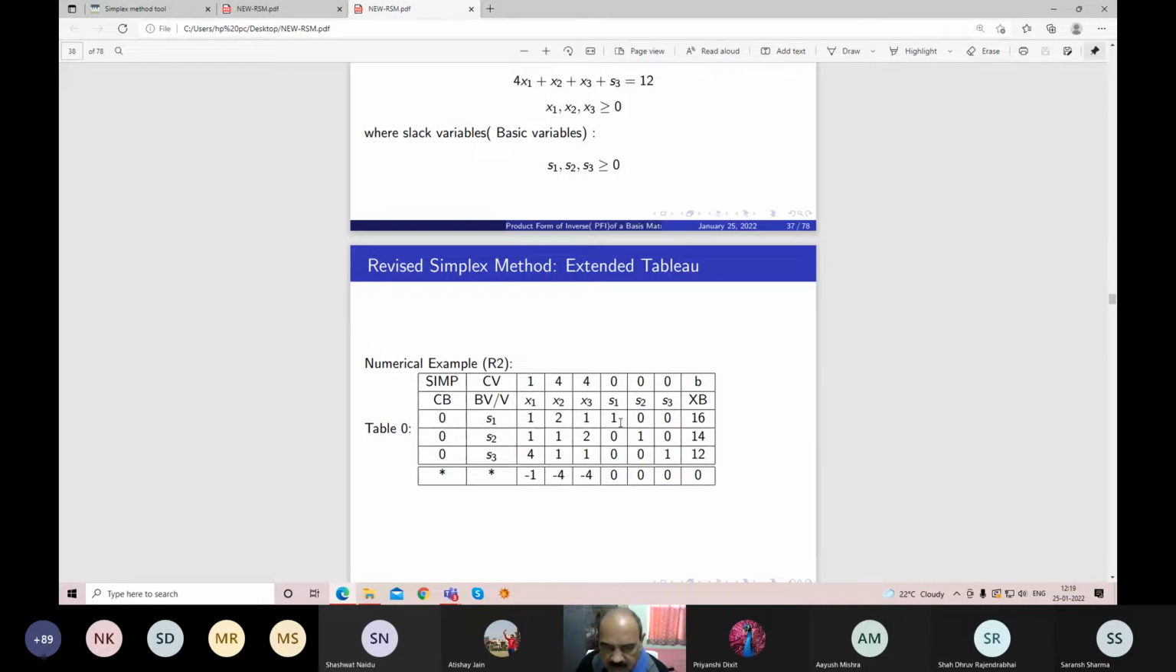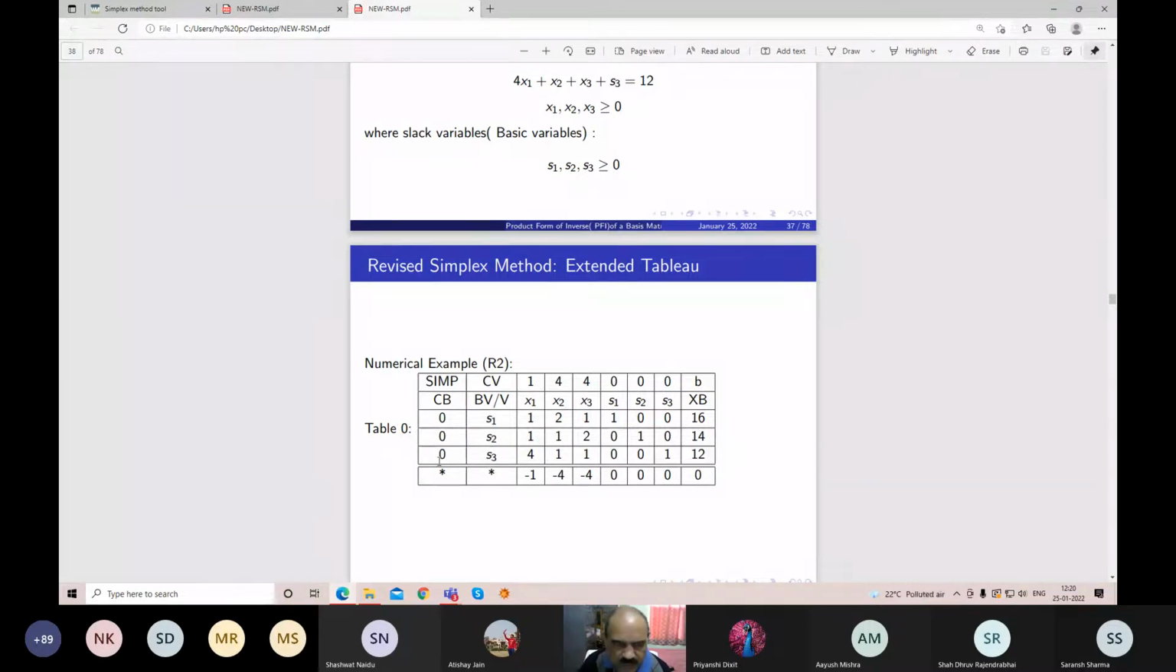B has elements 1, 0, 0, 0, 1, 0, 0, 0, 1, in 3 rows, or you can say 3 columns also. So this is the basis matrix. Initially this is our basis matrix and the inverse is also the same, and the right hand side values are 16, 14, 12. This much information I am storing here. Only one table, no other table is required. Whatever we compute, we compute from this table only. Even the last row, -1, -4, etc.